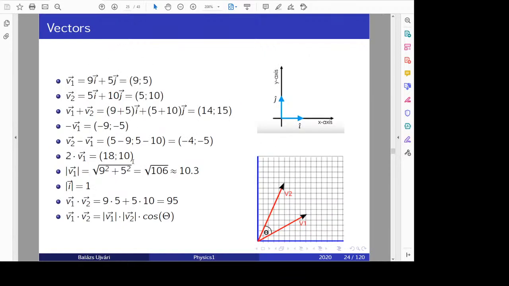Please look at this calculation, how we add two vectors. Adding two vectors means adding the components, multiplying with a constant means multiplying each of its components. The length of the vector is the square sum of the components and square root of it.